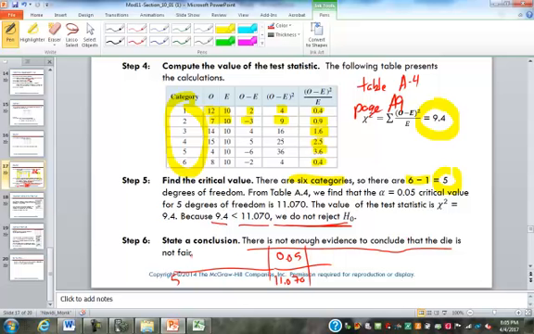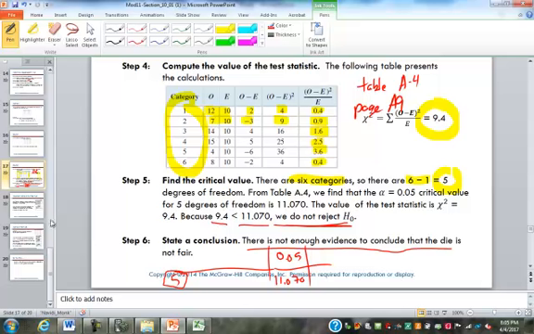That doesn't mean the die was fair. There just was not enough evidence to conclude that it wasn't. Now, if I wanted to use the table to find the p-value, it's really tough. I would look at my table, and I'd be looking along that row for 5 degrees of freedom, and I would find the number closest to 9.4. And as I do that, I have a 9.236, which isn't far away. That's under the alpha of 0.10.